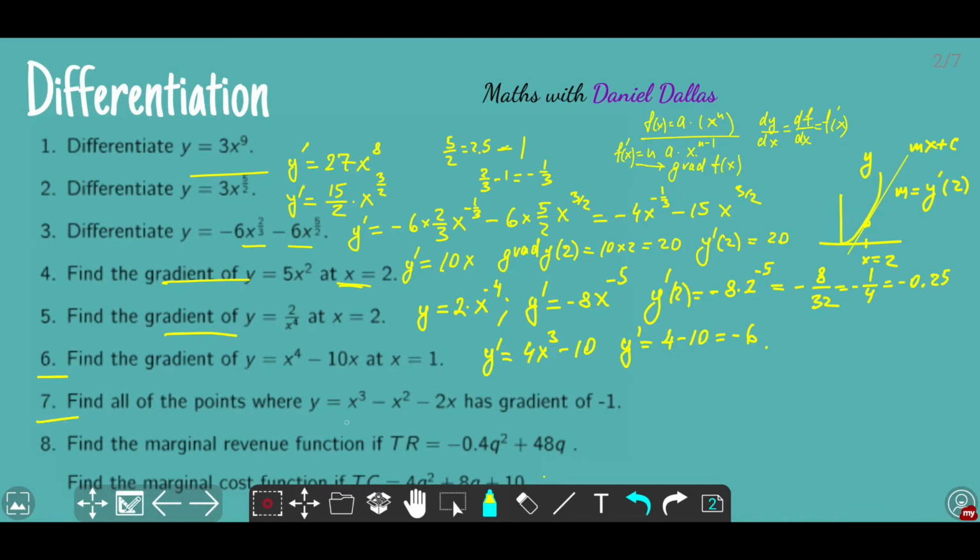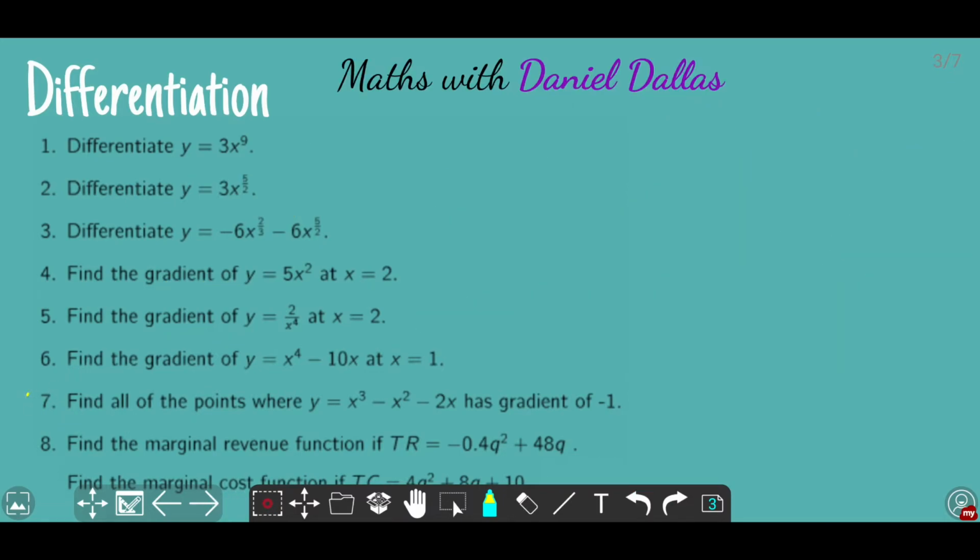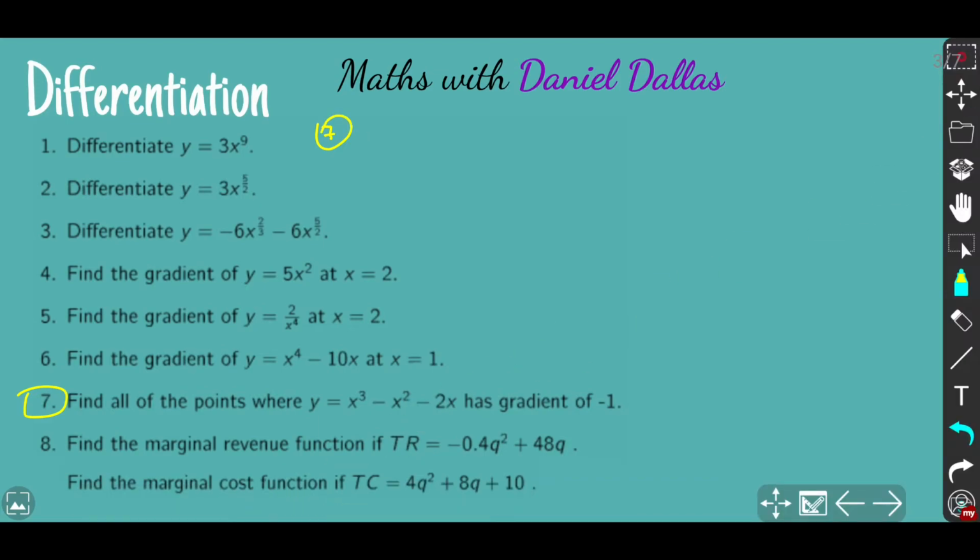Find all the points where x cubed minus x squared minus 2x has gradient of -1. So I'll move next, and here separately we'll do it, because I need to have more workspace. Okay, so the question is that you need to find all points, basically both x and y coordinates, where the gradient is -1.